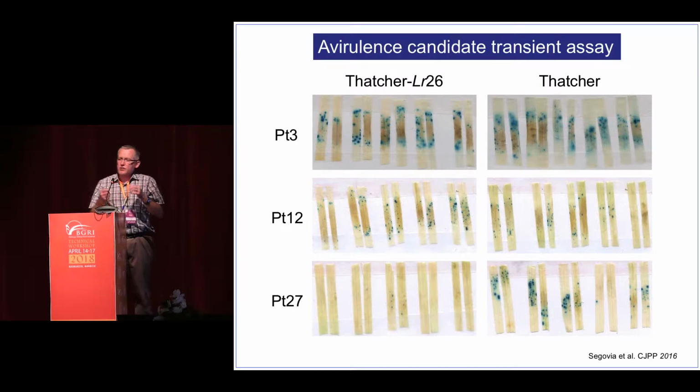And what we did was we co-bombarded this leaf tissue with a plasmid that expressed GUS. The other one expressed our effector candidate. The idea was that if the plant recognizes the effector candidate, it will kill the cell. If you kill the cell, you don't get GUS expression. So with PT3 and PT12, if you count the blue spots, there's no significant difference between Lr26 and Thatcher, but in PT27, we saw almost no blue spots. So this looked like a great candidate for us.